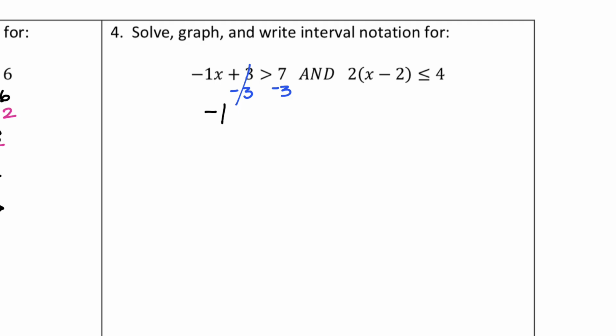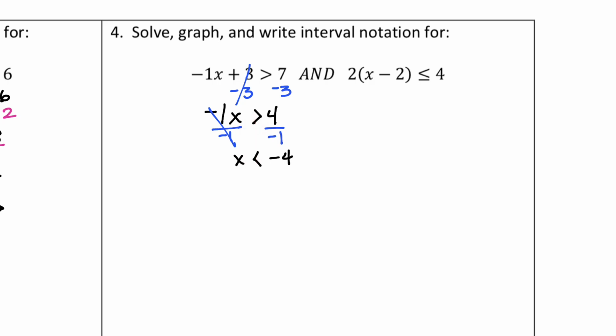We get negative 1x is greater than 4. And again, you don't need the 1, so I'm kind of laughing to myself about this one, but that's okay. You wouldn't see it written hardly ever. That's why I'm laughing. Oops, sorry. So x is less than or equal to negative 4. We switched it because I divided by a negative, so that needed to flip right here.